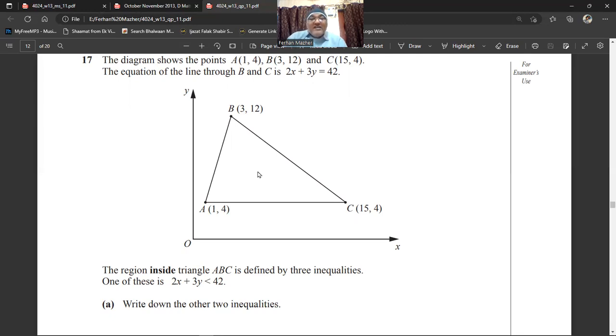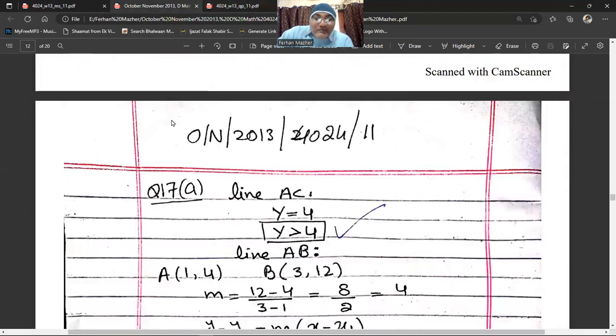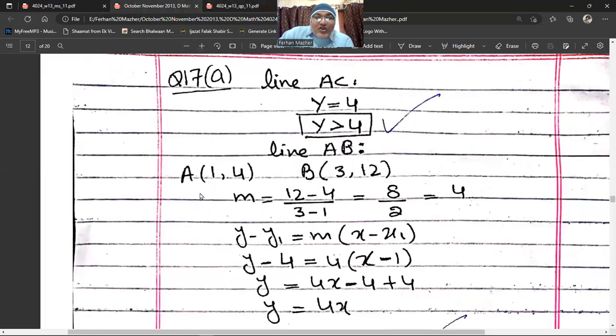That is one inequality. The other inequality is this line AB. First of all, I will find out its equation. How do you find the equation? First of all, I will find its gradient. Then I will apply the formula y minus y1 equals m bracket x minus x1, and I will find out its equation. And then in that equation, because the area is below this line AB, I will remove the equal sign and put an inequality sign there, and its open side will be towards the positive y. So on your screen, I hope you can see the line AC is y equals 4.